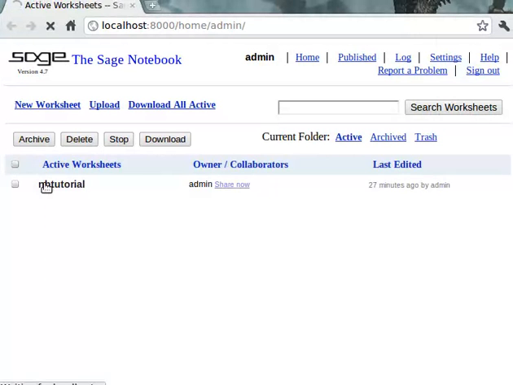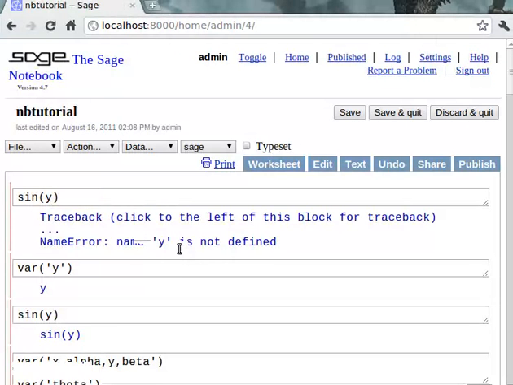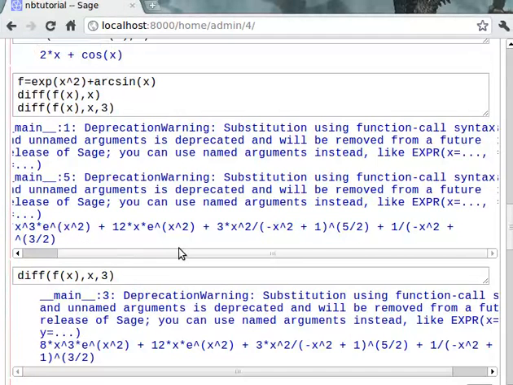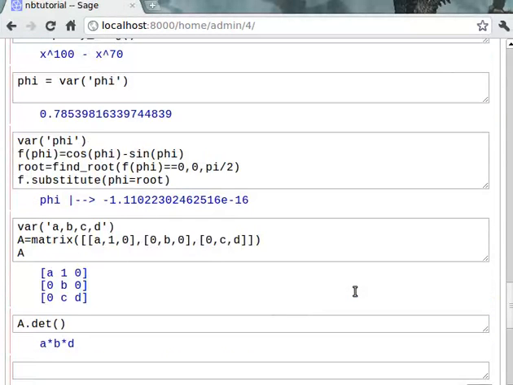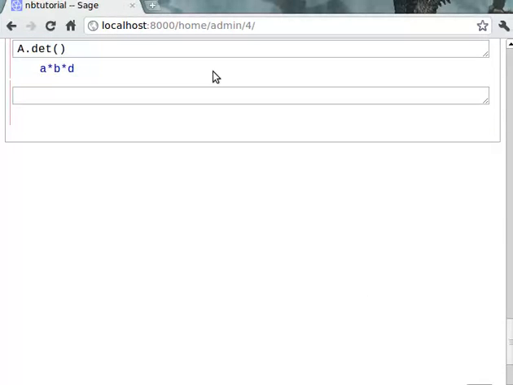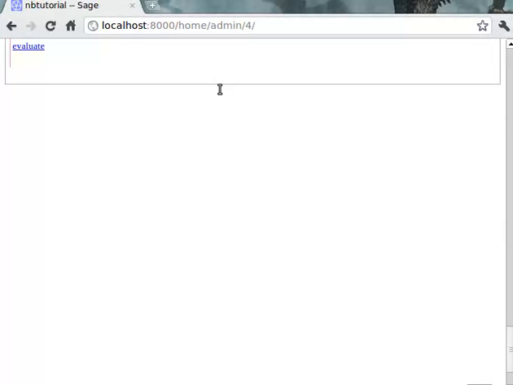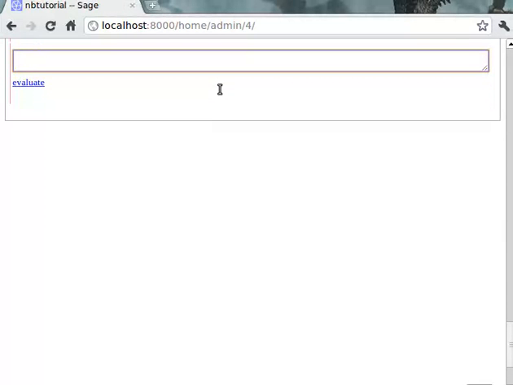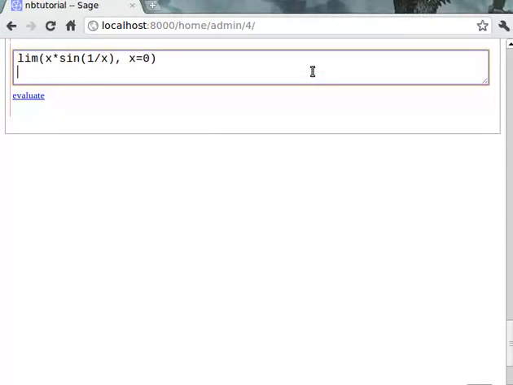So to find the limit of the function x star sine 1 by x at x is equal to 0, we say by typing it lim within brackets x star sine within brackets 1 by x comma x is equal to 0. We get the limit to be 0 as expected.